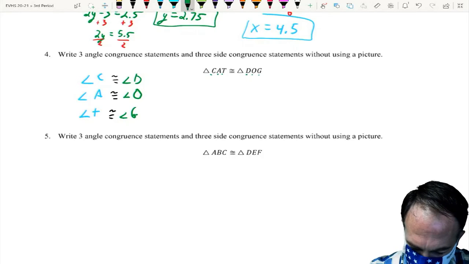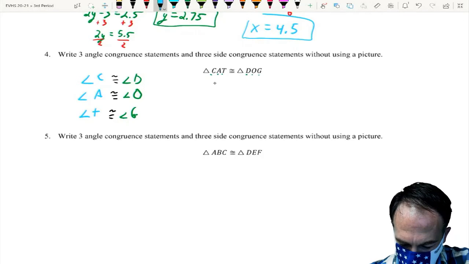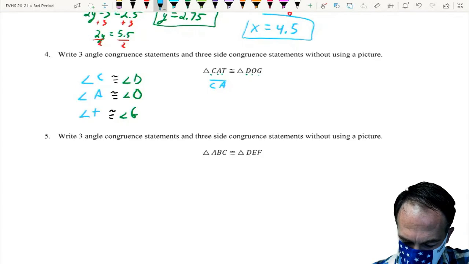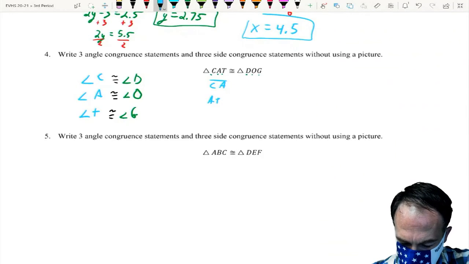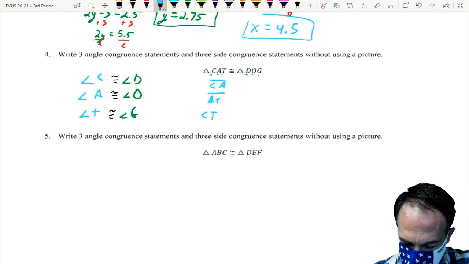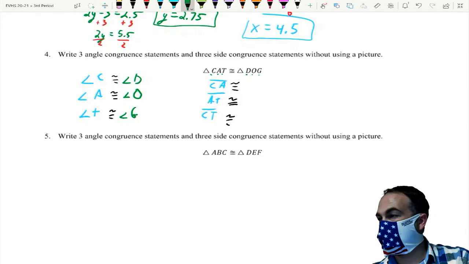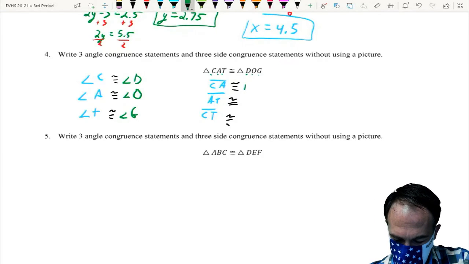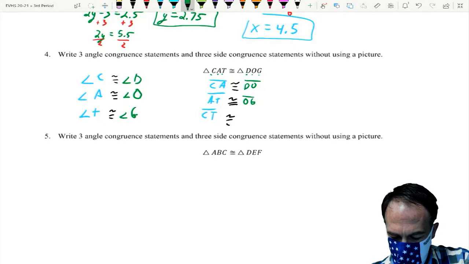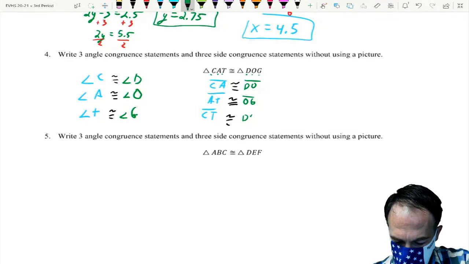And now for side lengths, we're going to have position 1 and 2 CA, position 2, 3 is AT, then the wraparound position 1 and 3 gives me CT. And now we do the same thing. 1 and 2 is DO. 2 and 3 is OG. And then the wraparound, CT and DG.